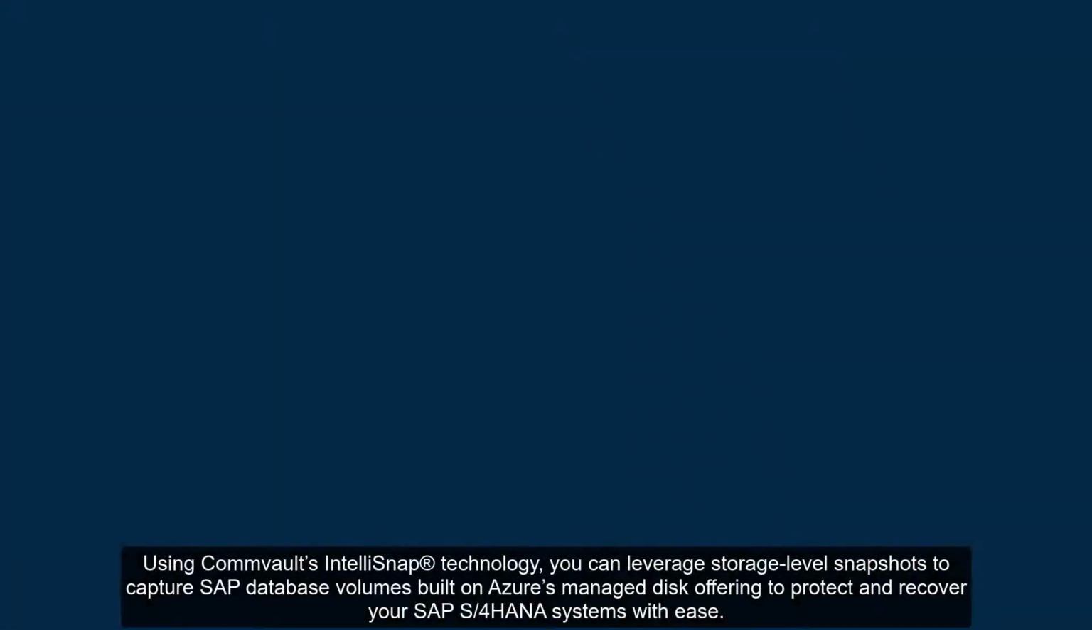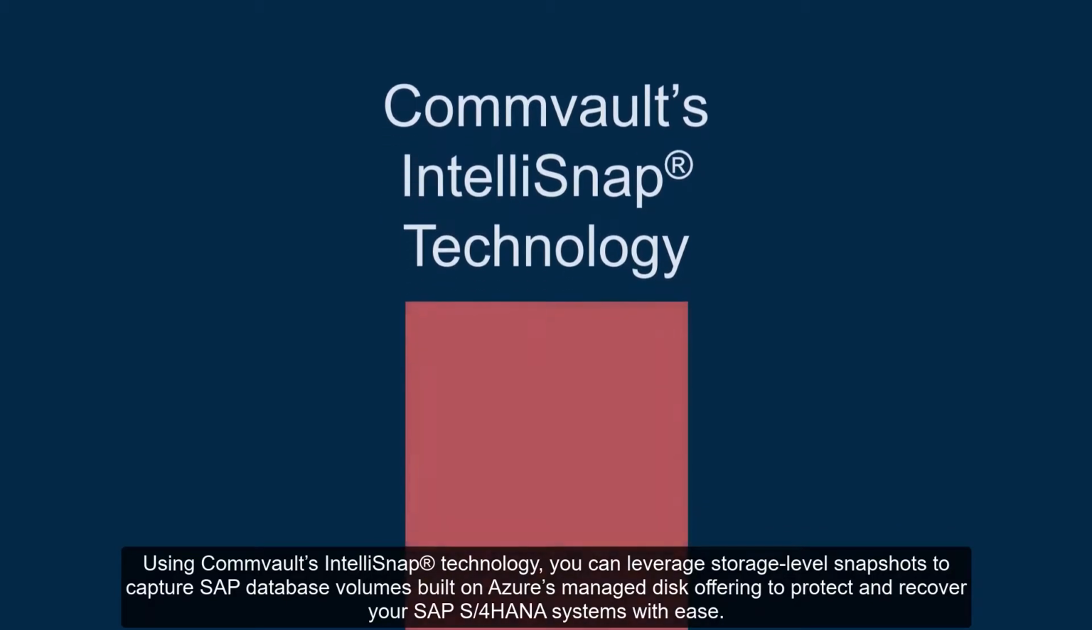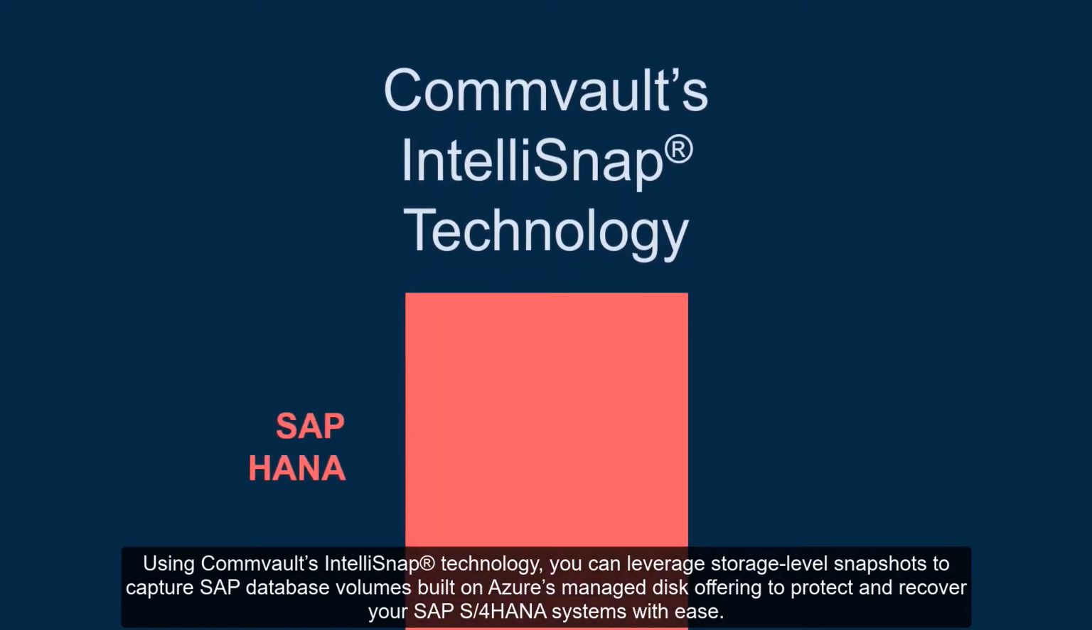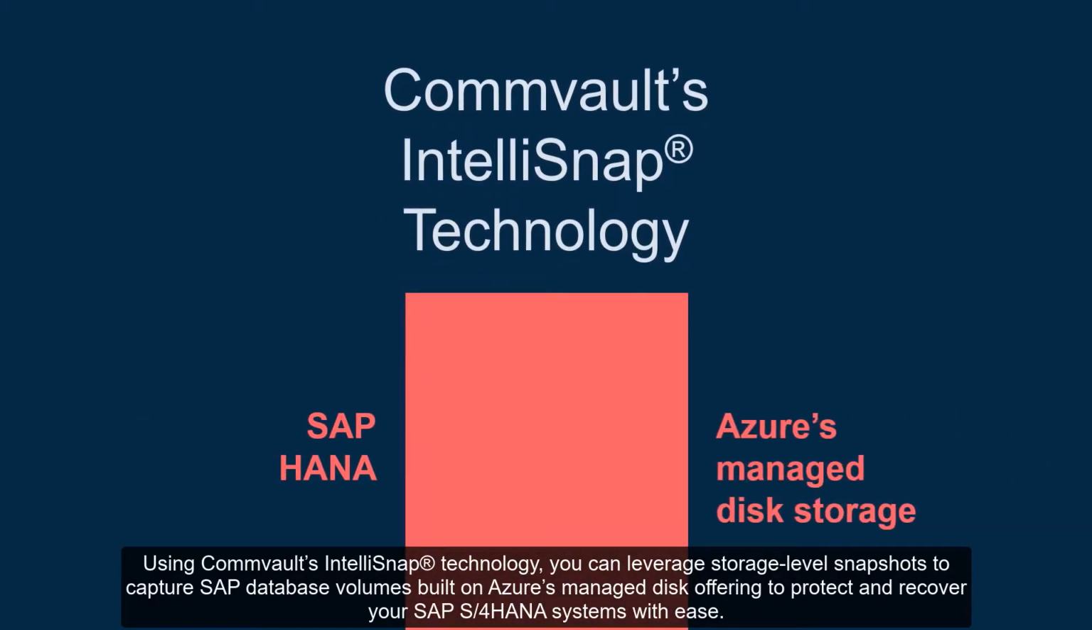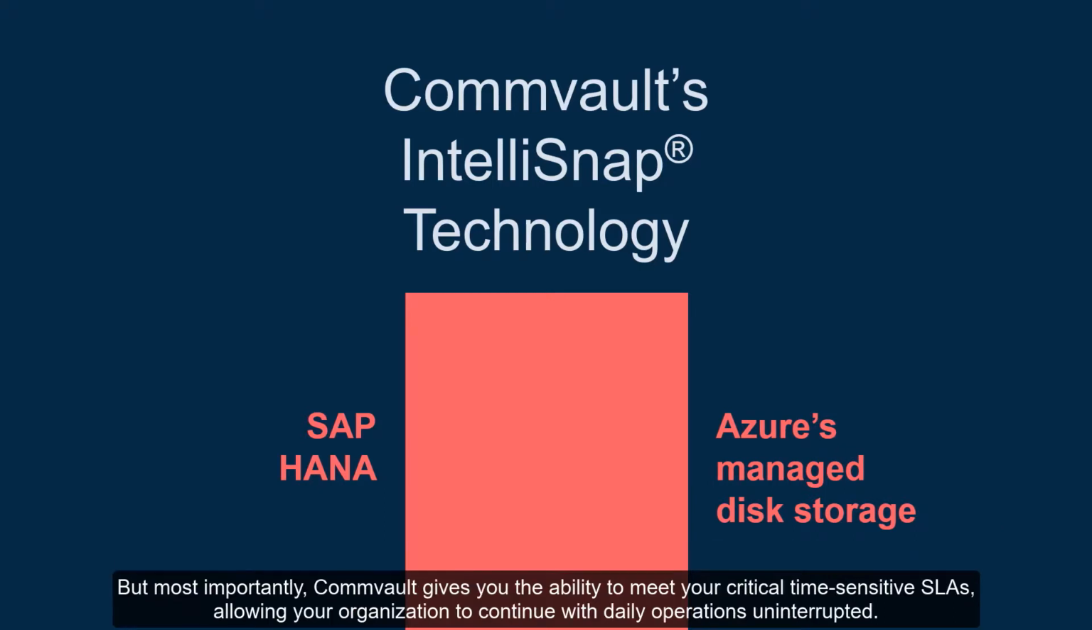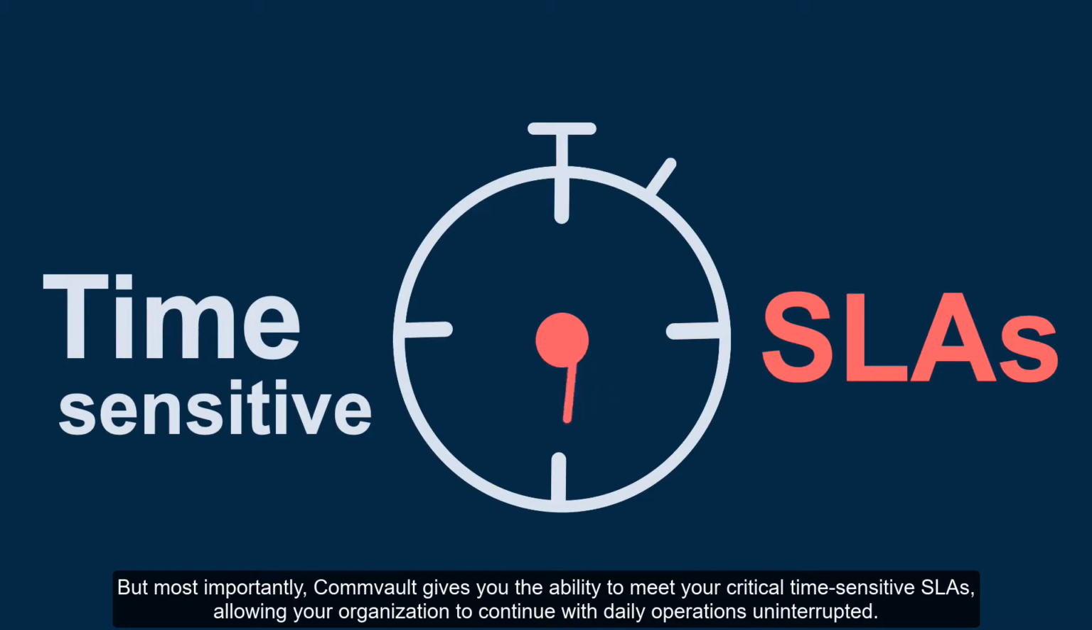Using Commvault's IntelliSnap technology, you can leverage storage-level snapshots to capture SAP database volumes, built on Azure's managed disk offering, to protect and recover your SAP S/4HANA systems with ease. But most importantly, Commvault gives you the ability to meet your critical time-sensitive SLAs, allowing your organization to continue with daily operations uninterrupted.